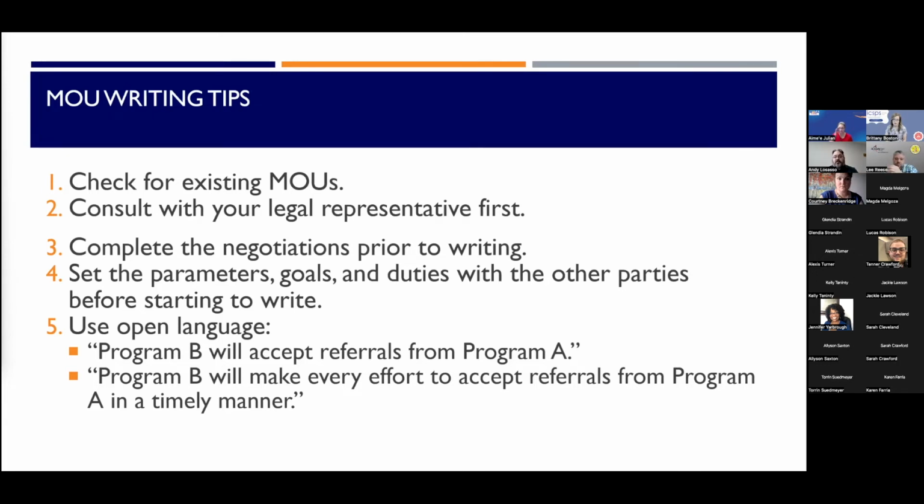So use open language. These are supposed to be collaborative, collegial documents. So open language would be stating program B will make every effort to accept referrals from program A in a timely manner. So yes, that timely manner can be debated, but we don't want to rope our partners in too tight, and set ourselves up for failure. So make sure to use that open language, and maybe in another section or another part of the document, define what that timely manner is, and define what every effort is.